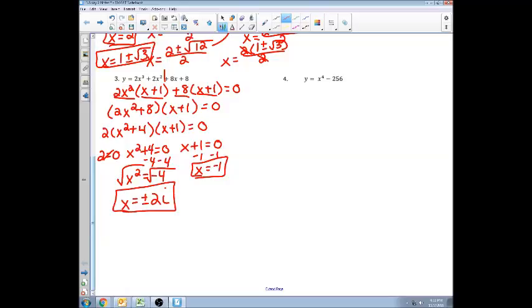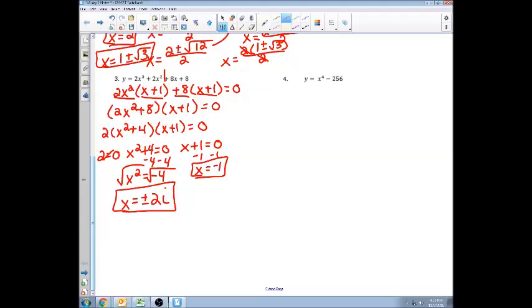Finally, number 4. I need to look. I have a subtraction sign. I only have two terms. So I'm going to look for the difference of two squares. I want to check out if 256 is a perfect square. So I would take the square root of 256. If you type that into your calculator, you will find out that it is 16. So the square root of 256 is 16.